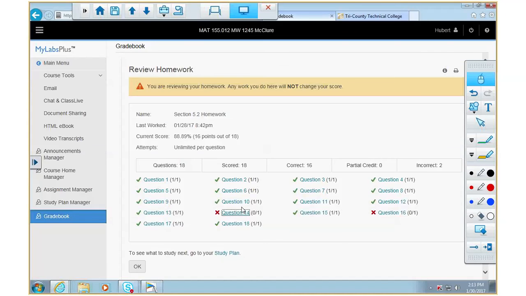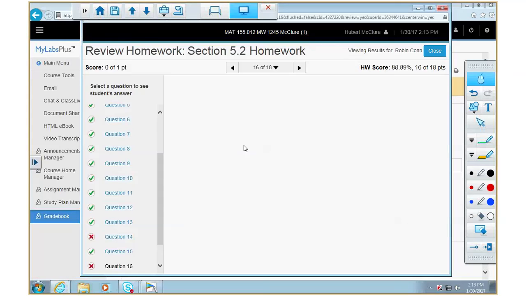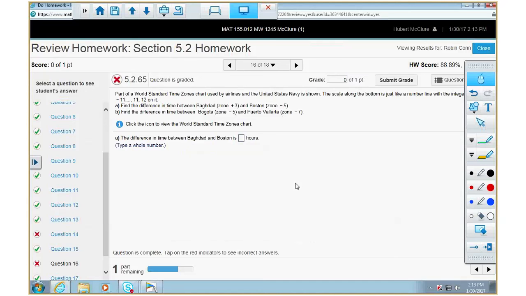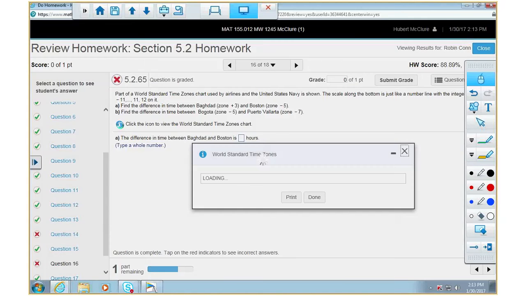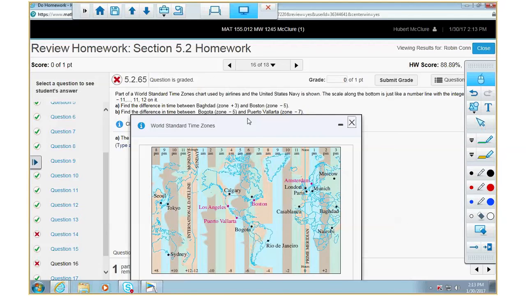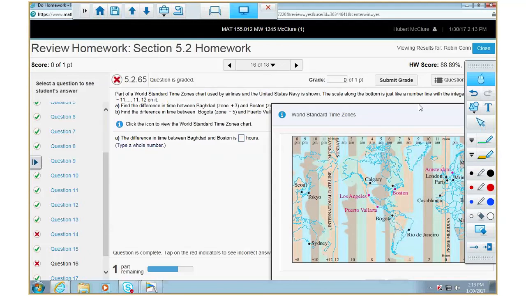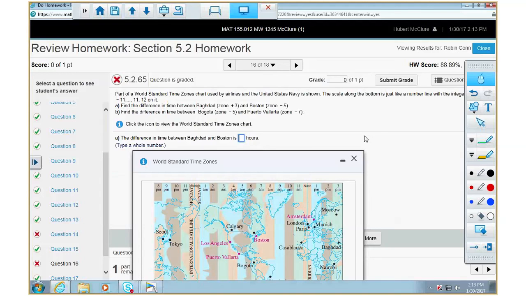Here we go. All right. You remember it was 16? Well, that's one of them. I have never seen this problem before in my life. Hold on. Part of the world standard times... Find the difference between Baghdad, zone 3, Baghdad's right there, which would be 13, and Boston, zone 5. Well, 1, 2, 3, 4, 5, 6, 7, 8. So that should be 8. It's not. Unless it's going the other way around.